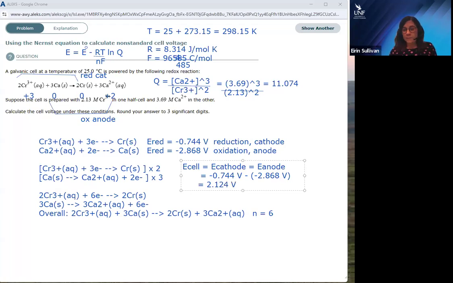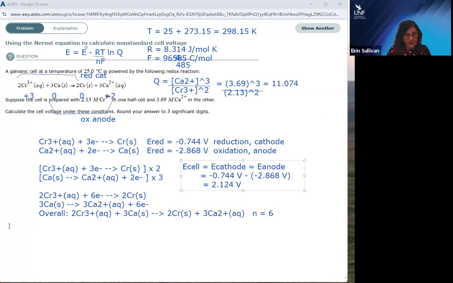So that's net positive standard cell potential, so that should be spontaneous as written, and that makes sense because the more negative out of those two standard reduction potentials is going to be the one that actually runs as the oxidation, which, as we can see from looking at the numbers, is the calcium half reaction. So that makes sense that that is the one that actually runs as the oxidation.